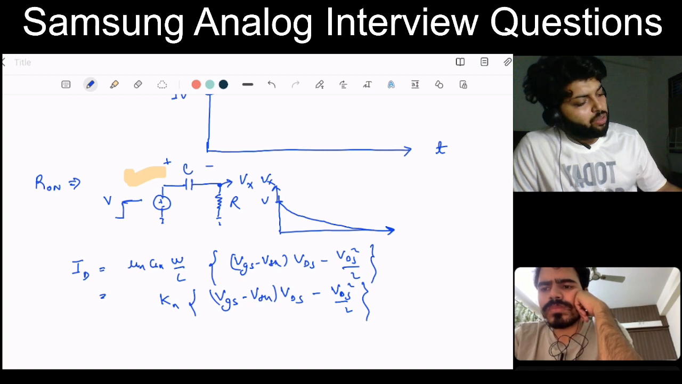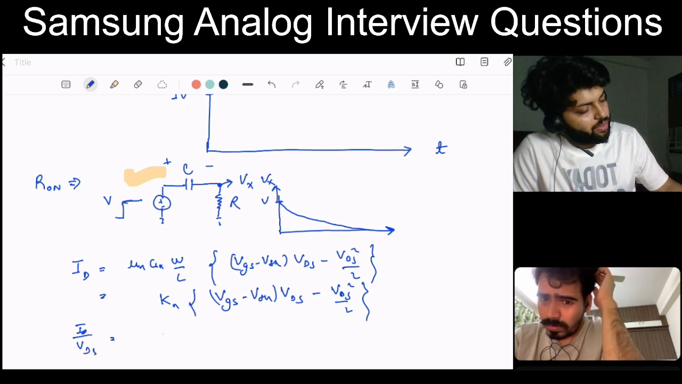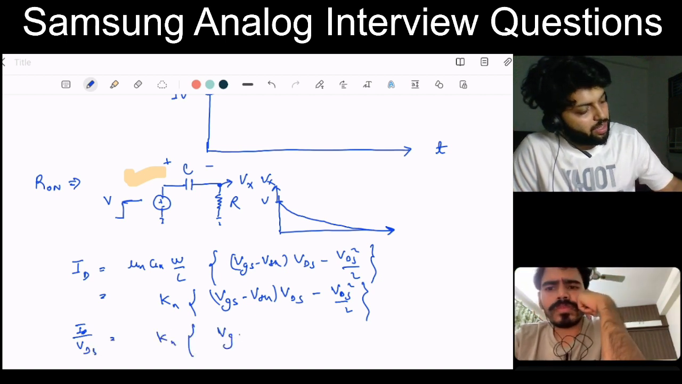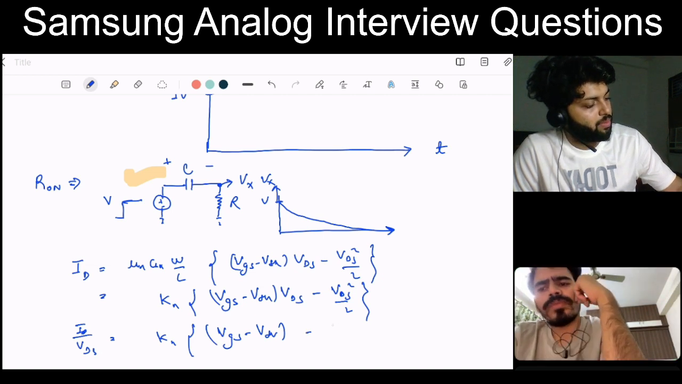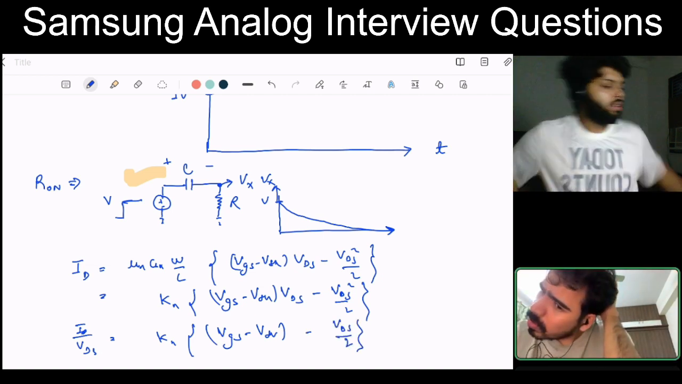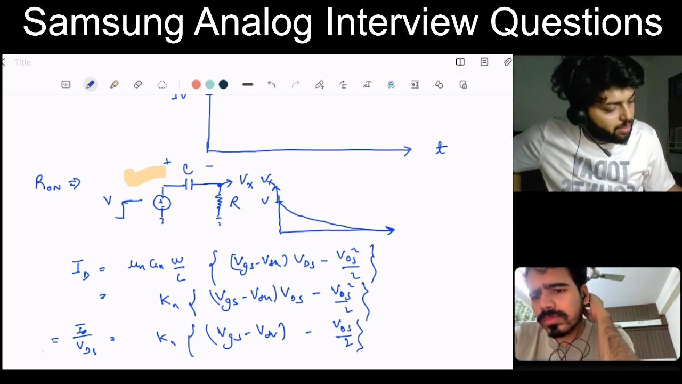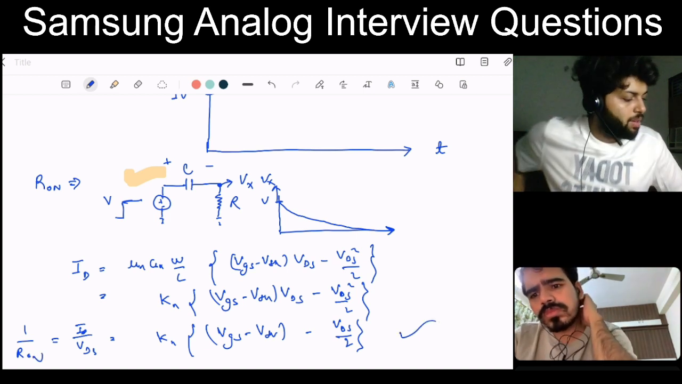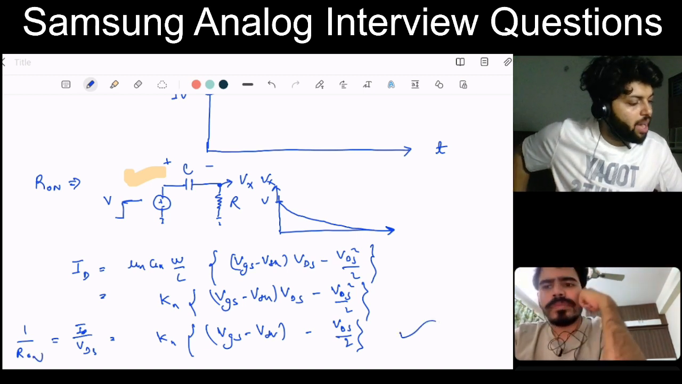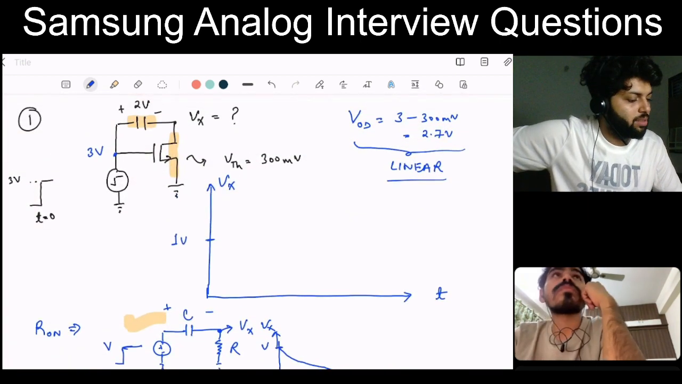This is ID. If we calculate ID divided by VDS, it will be mu n C ox W by L times VGS minus VTH minus VDS by 2. From here we can calculate 1 upon R on, and we can calculate R on from this equation. So we can get R on from this equation, and we can get the accurate equations for this Vx.